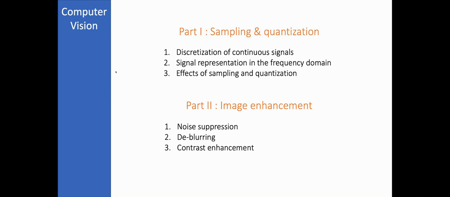Hi everyone. Today's lecture will be on sampling, quantization, and image enhancement. We'll cover two parts. The first one will be on sampling and quantization, and we will study discretization, continuous signals, signal representation in the frequency domain, and effects of sampling and quantization. In the second part, we'll talk about image enhancement, which will include noise suppression, deblurring, and contrast enhancement.